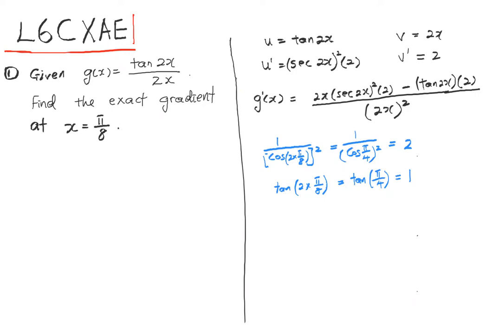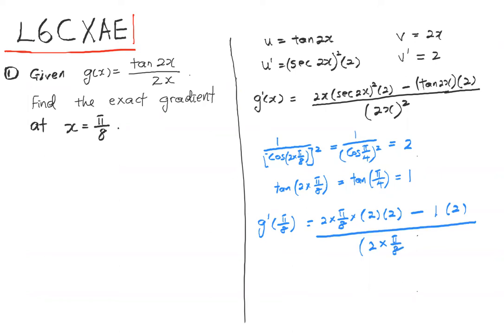Now I can find g prime pi by 8. So this is 2 times pi by 8, and the answer for sec 2x to the power of 2 is 2. So replace with 2. Then there is another 2 there. You see or not? Take away, tangent 2x is 1. Divide by 2 times pi by 8, the whole thing squared. You see, the whole calculation becomes very simple.